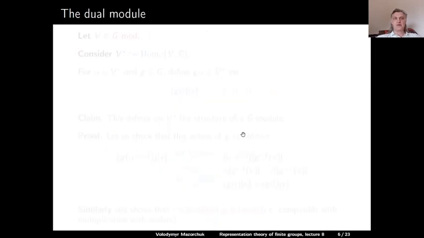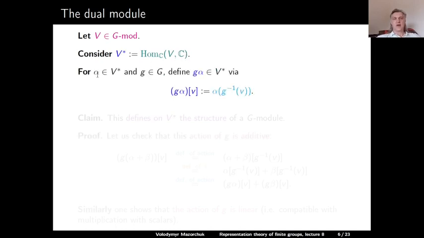Our next step is to define the notion of a dual module. So let V be a G module. Consider the dual vector space V star, or V dual, which is the space of all linear maps from V to the complex numbers. For an element alpha in V star and an element g in G, we define the element g alpha in V star via the following equality. So g alpha evaluated at v is by definition equal to the value of alpha at g inverse of v. Claim: this defines on V star the structure of a G module.